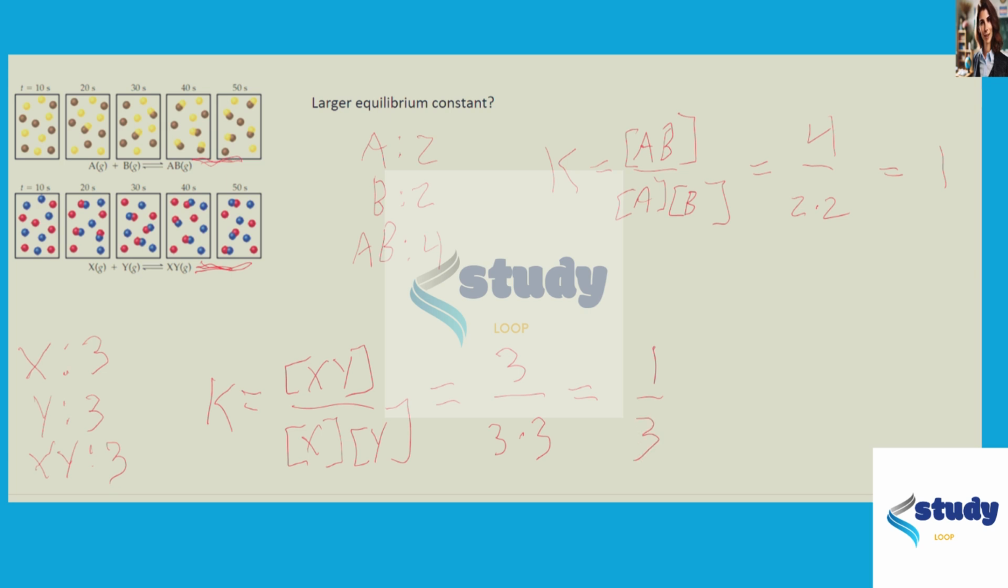And since this 1/3 is less than the 1 we found for the above reaction, we will find that the larger equilibrium constant is for the first reaction, where A plus B is in equilibrium with the product AB.